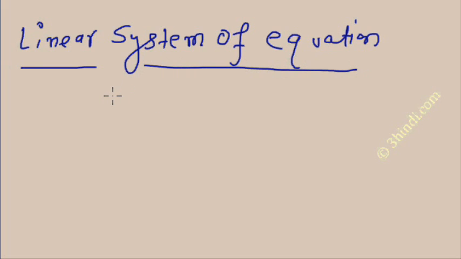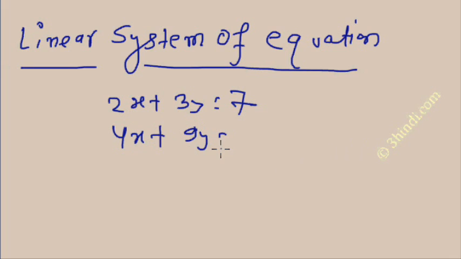Here is an example. Suppose I want to calculate 2x plus 3y is equal to 7 and 4x plus 9y is equal to 17. So this is a very easy type of equation. Here are the two equations. You have to solve for the two variables. You can solve it very easily.